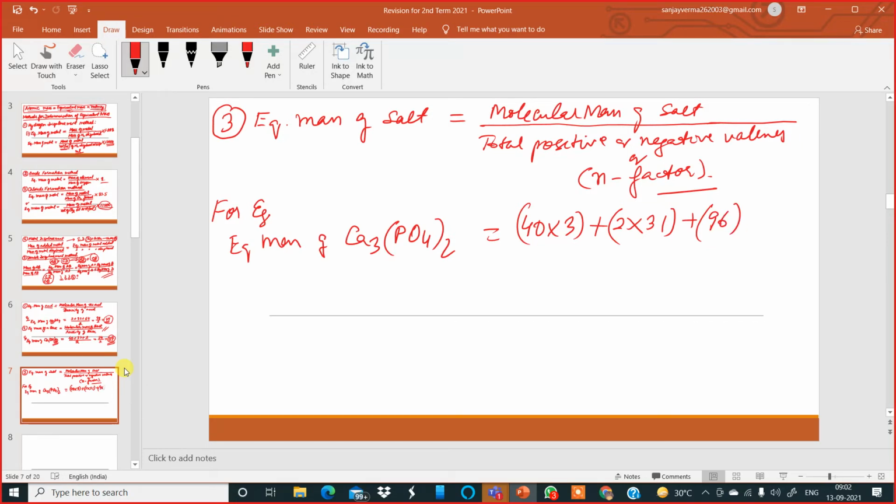So this is divided by, over here, what is the total number of positive or negative valency? Positive valency is plus 2. Have a look over here very carefully. Ca is plus 2 and PO4 is minus 3, sorry. Now over here, total positive or negative valency, or we can talk about the n factor. So this is PO4, twice.